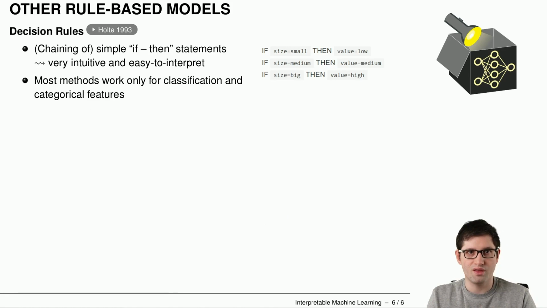There are of course also other rule-based models, for example decision rules. They're basically a chaining of simple if-then statements, similar to decision trees, but they are usually developed for classification and work mainly for categorical features.